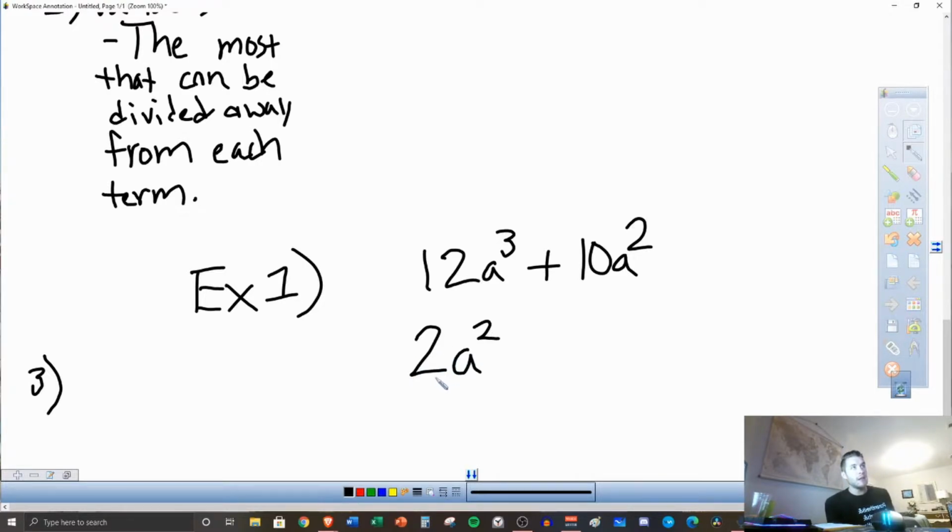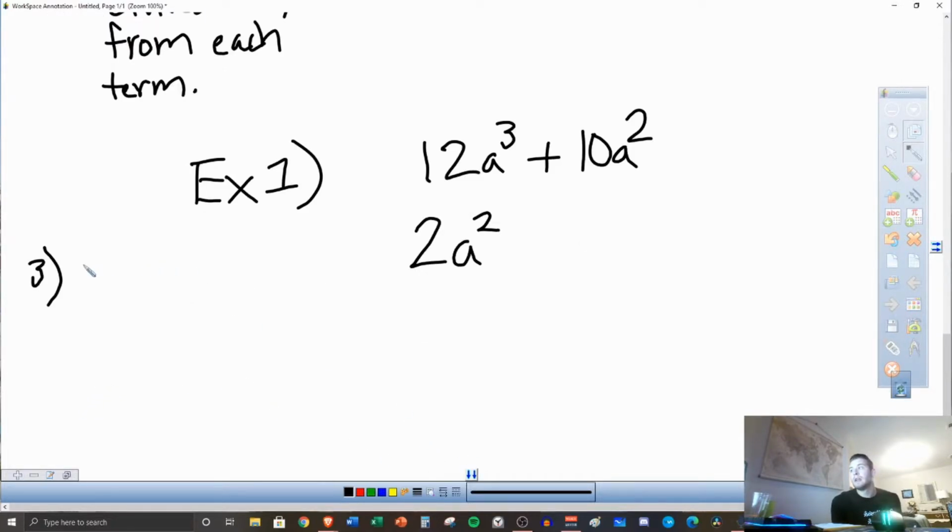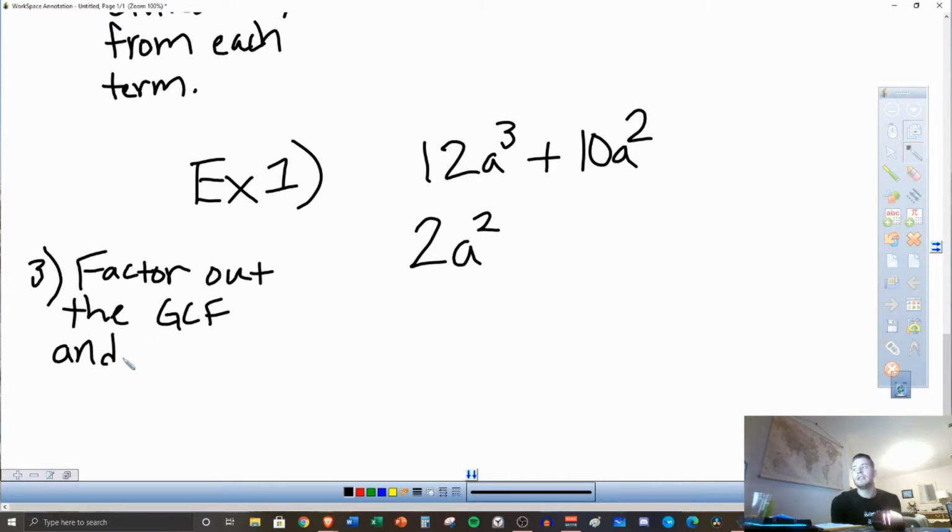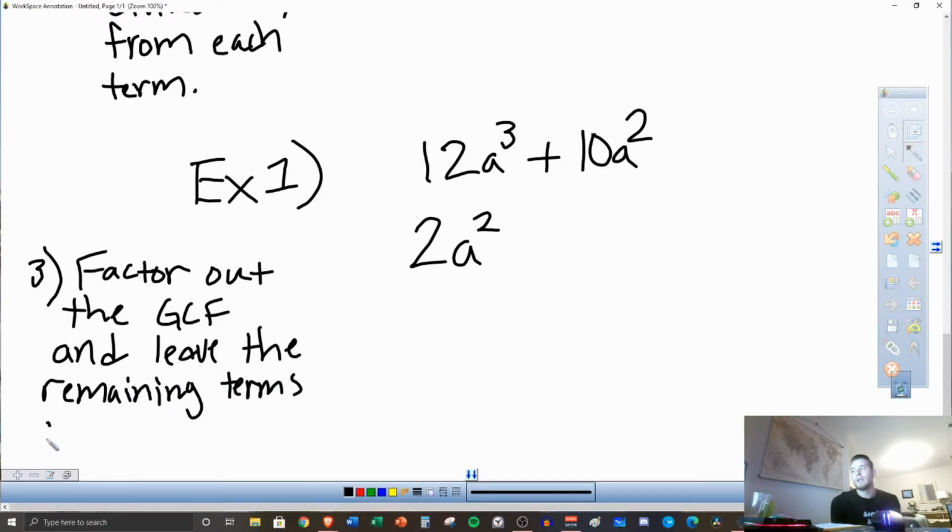So when you're going on Delta Math, this is what it's gonna want you to do. It's going to want you to put it into a final form because there's still numbers that are left when I factor out this. So we're gonna write step 3 over here, okay? When you decide the GCF, we're gonna factor out the GCF and leave the remaining terms in parentheses.